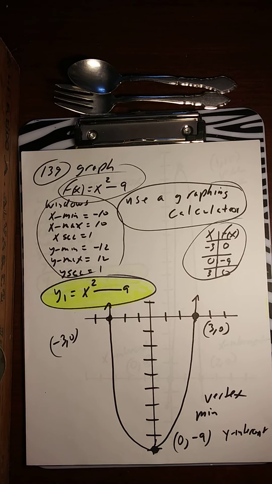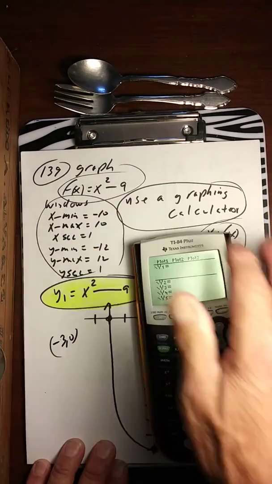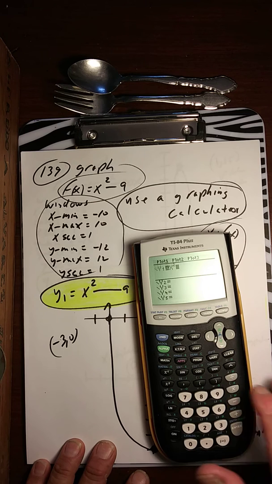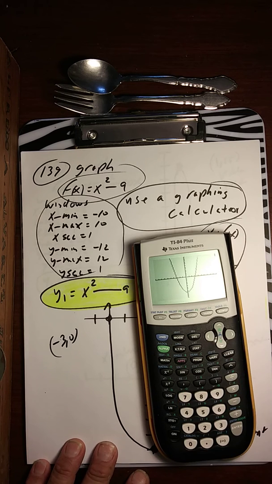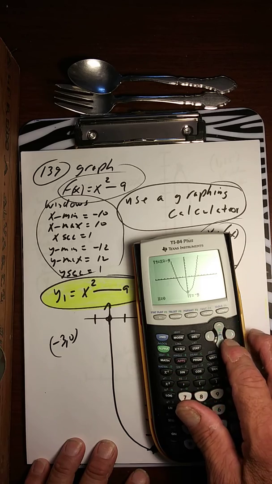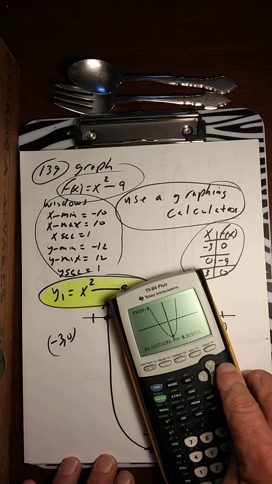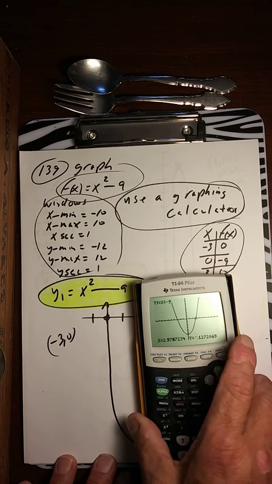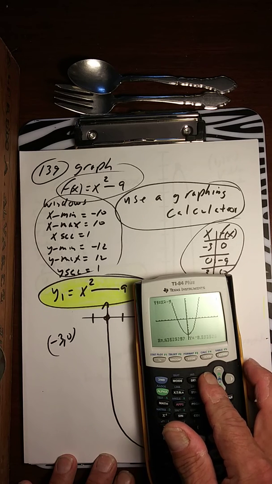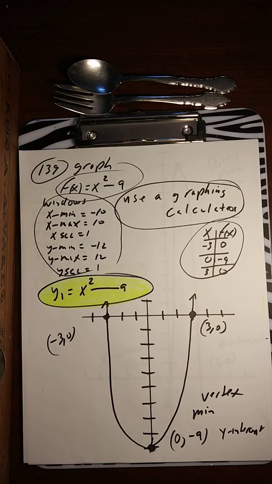f of x equals x squared minus 9. Can we use the calculator? Sure, let's do that right now. x squared minus 9. So we have x squared minus 9. Hit graph. There it is. You can do a trace if you want to find some points, 0, -9, and so on. Keep going to the right. Other points to the left. Other points.